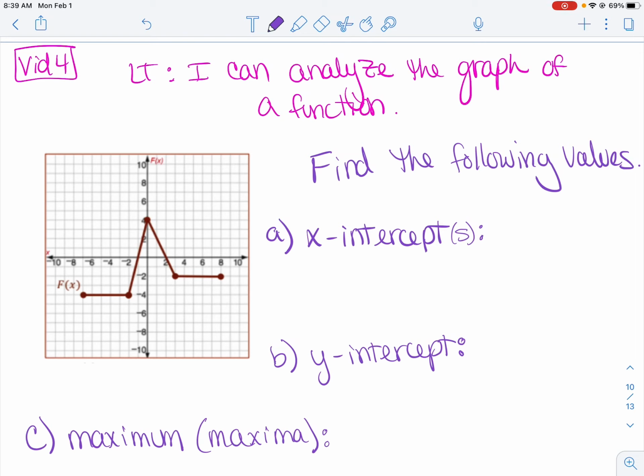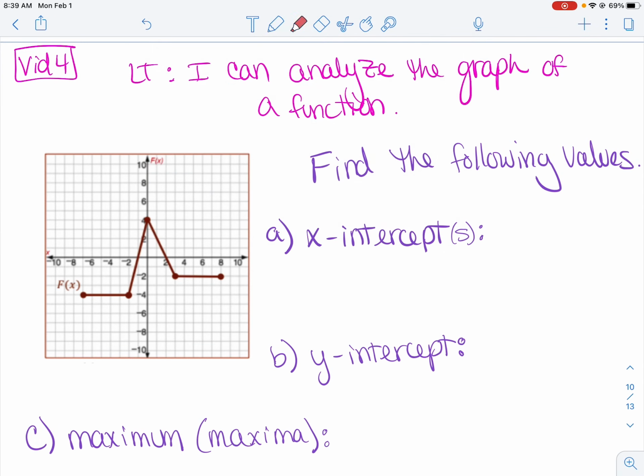So your learning target is, I can analyze the graph of a function. The other groups are going to talk about how to determine if something is a function, and you're going to take a graph and analyze it. So we just have to recap what these potential vocab words mean and see if you can find them from a graph.